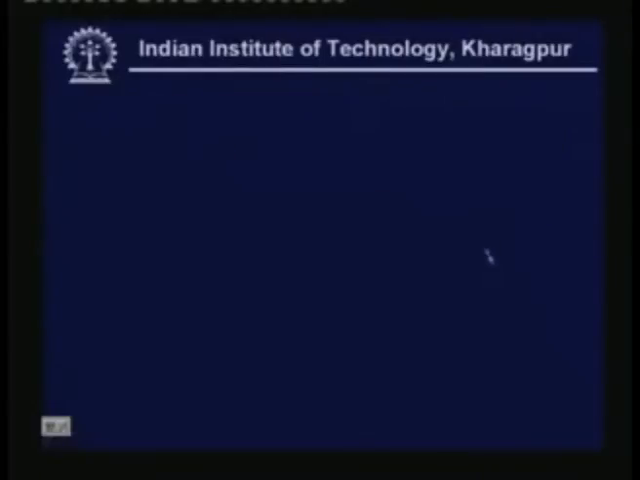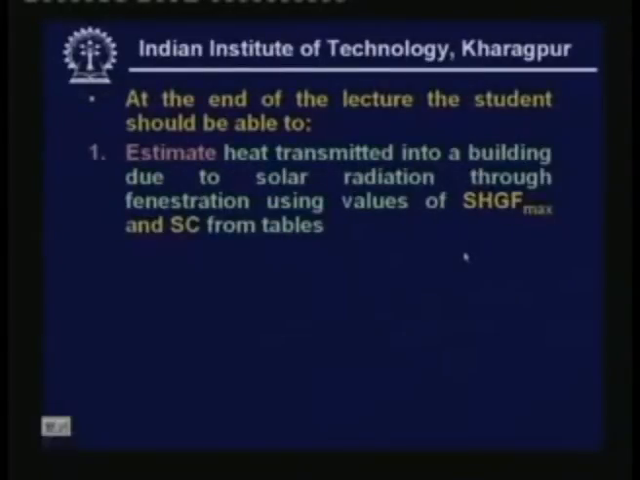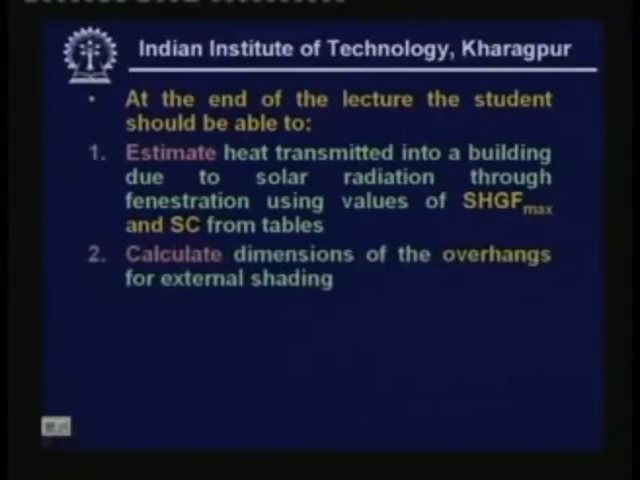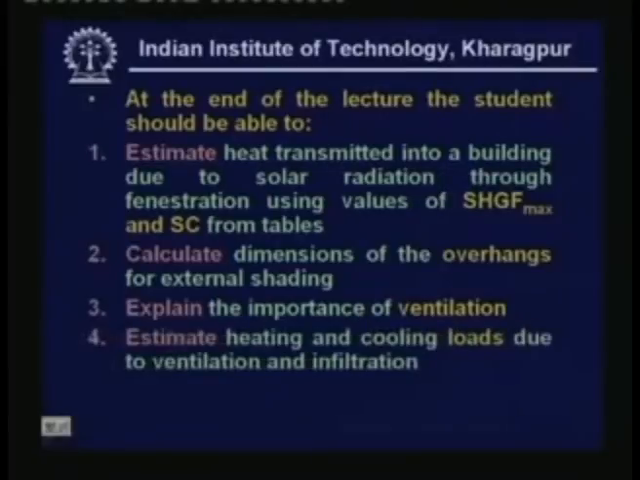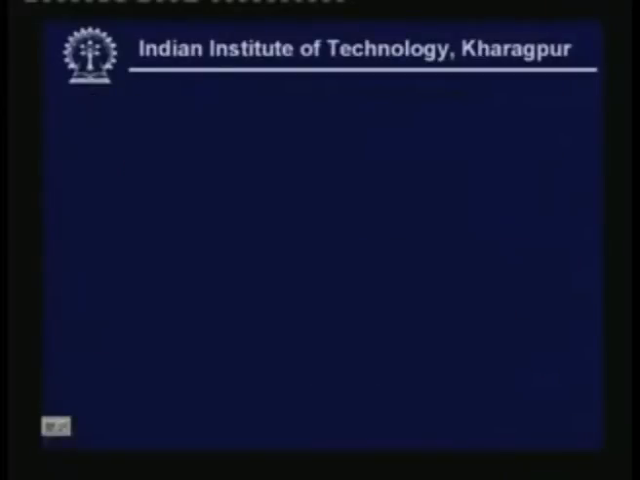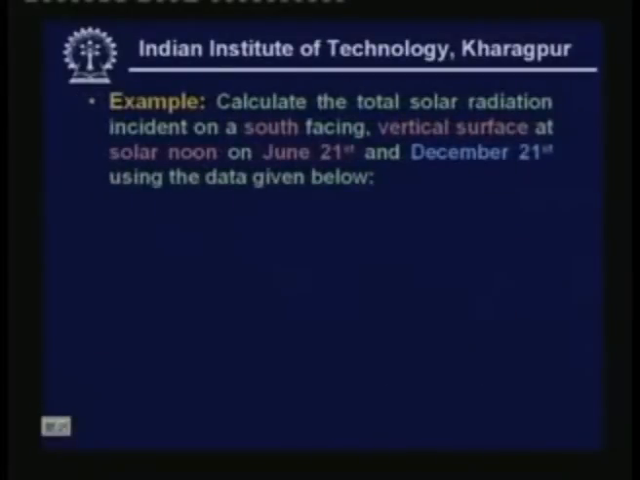So, at the end of the lecture you should be able to estimate heat transmitted into a building due to solar radiation through fenestration using values of solar heat gain factor and shading coefficient from tables, calculate dimensions of the overhangs for external shading, explain the importance of ventilation, and estimate heating and cooling loads due to ventilation and infiltration.